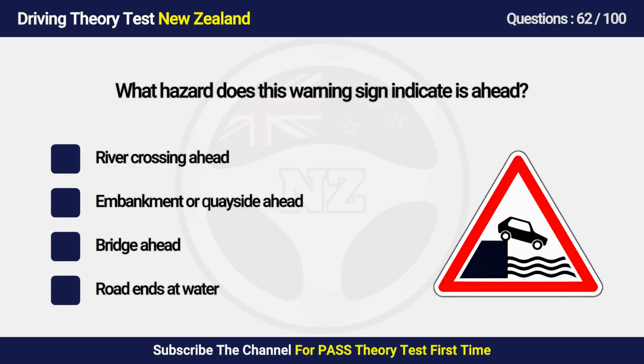A. River crossing ahead, B. Embankment or quayside ahead, C. Bridge ahead, D. Road ends at water.